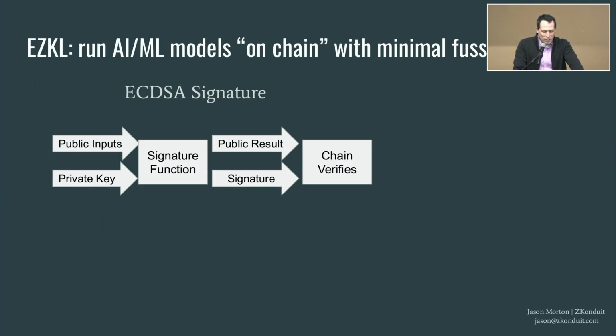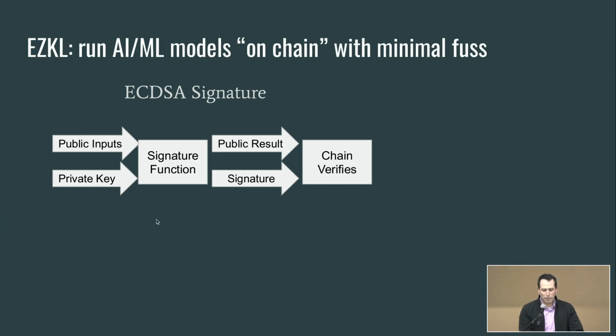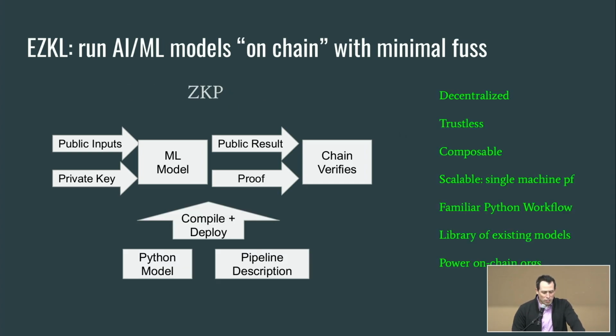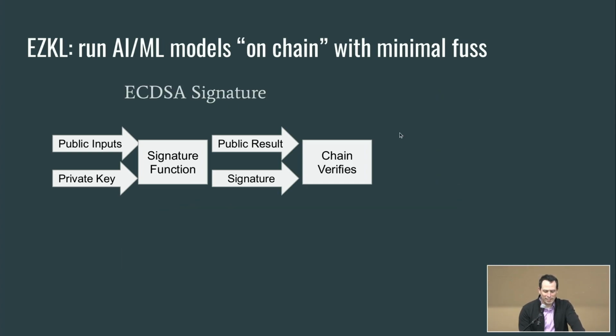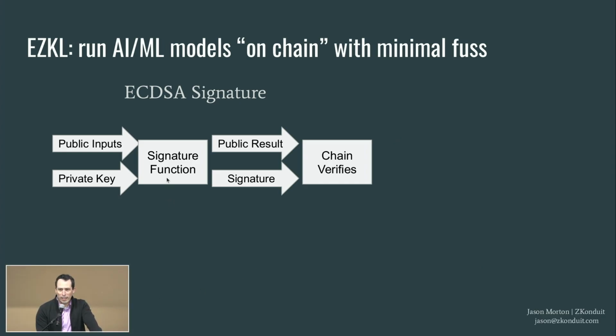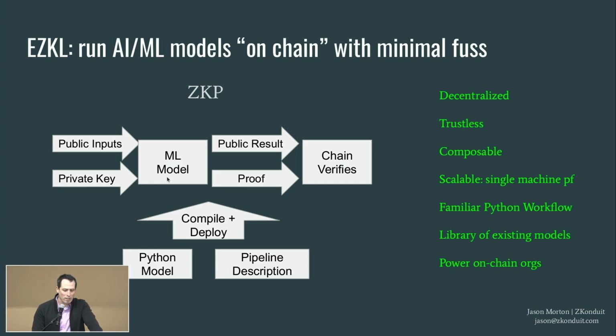So the big picture about what a zero-knowledge proof is: it's a lot like a digital signature. It's just that a digital signature has public inputs. It has a private key. It has a signature function that we compute as a function of those two things, and we get a result, and we get a signature. And then we verify it on-chain, or more precisely, at the protocol level, the chain decides have you signed the thing or not. Okay? A zero-knowledge proof lets you replace this signature function with any function you like, and we're here today because we think it's interesting to replace it with a machine learning model.